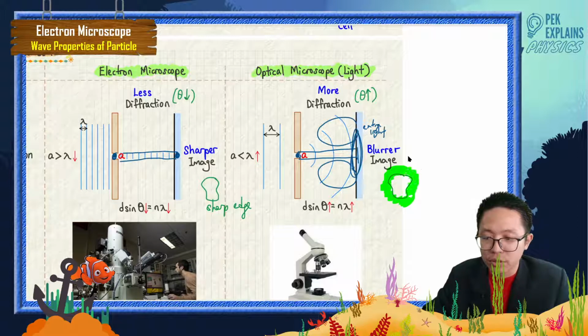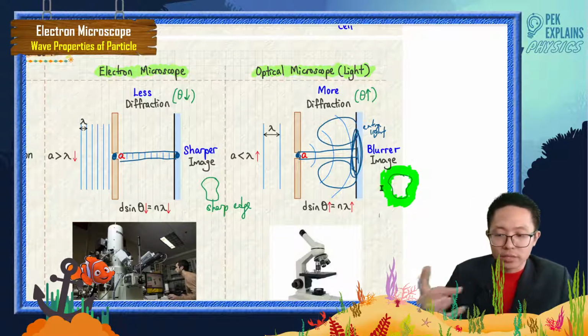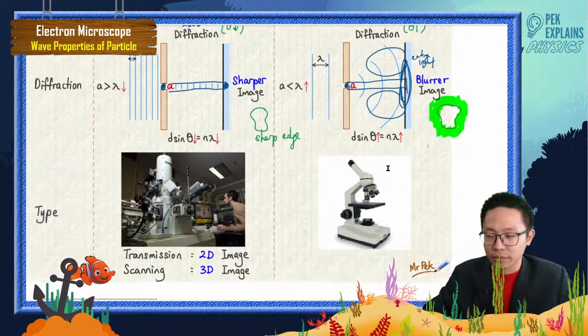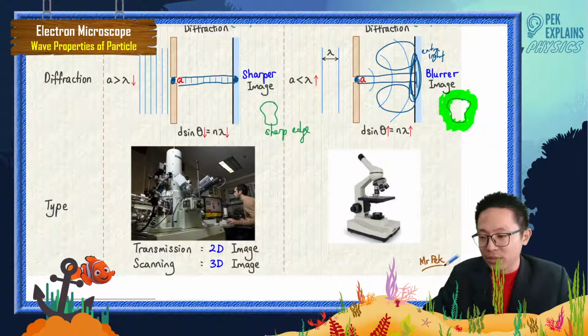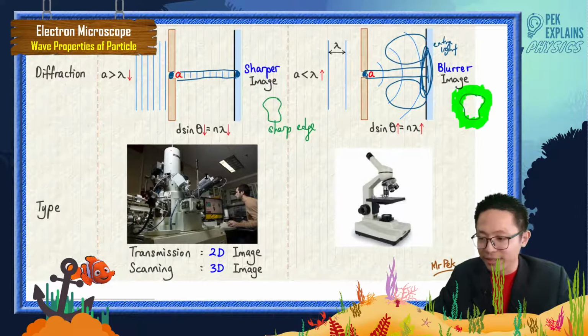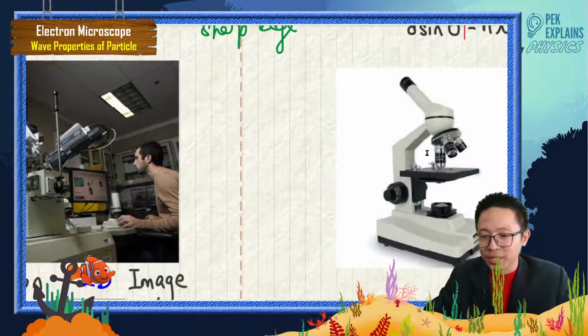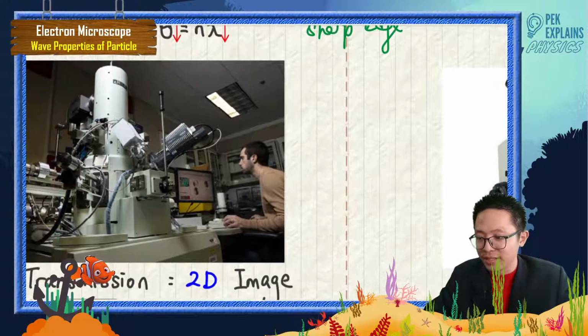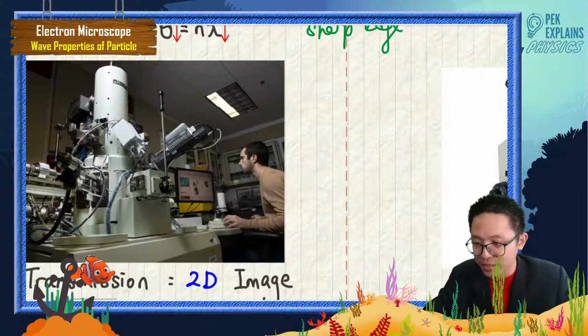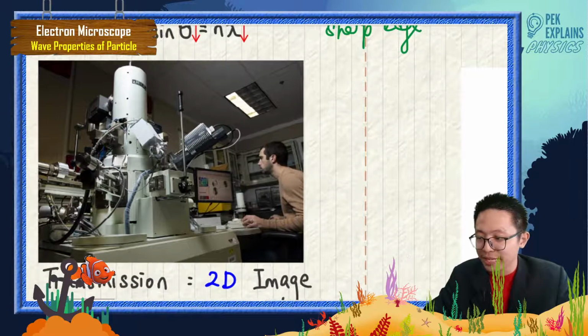So how do you know the actual size of this object? What is the actual size of the object? You cannot see it sharply, you can only see a blur image. This is the optical microscope. Okay, the electron microscope is so big. You see, it's so big. You see that scientist. I think this is the optical microscope, this big, and this is the electron microscope, this big.